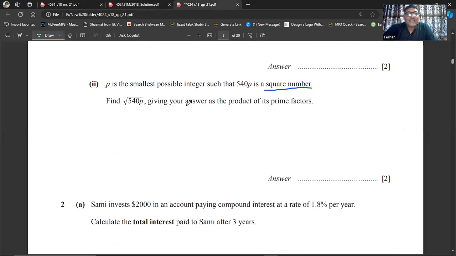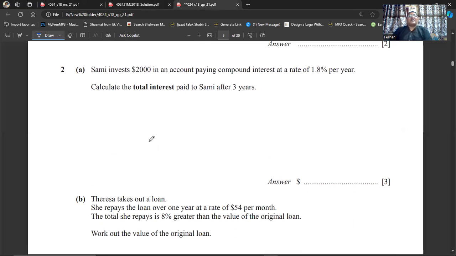Hopefully you understand. Question number 2, A part, he says, Sammy invests $2,000 in an account paying compound interest at a rate of 1.8% per year. Calculate the total interest paid to Sammy after 3 years. So they are basically talking about compound interest and the total interest paid.